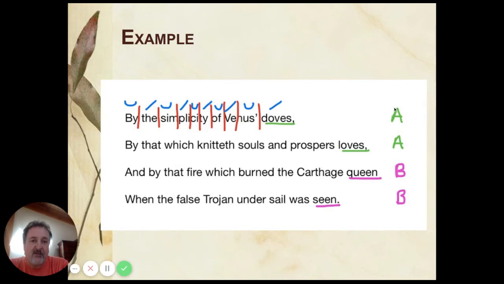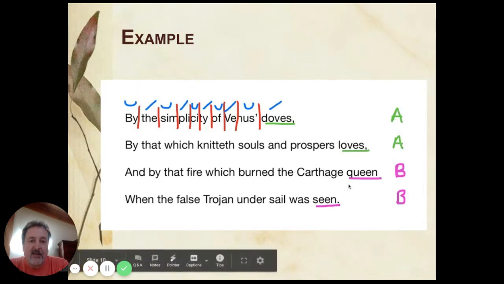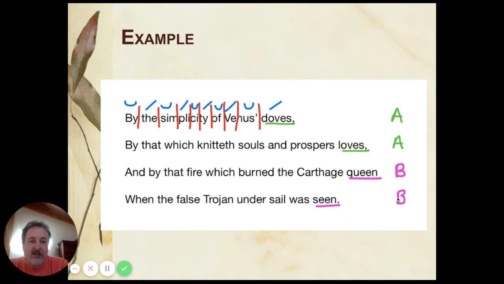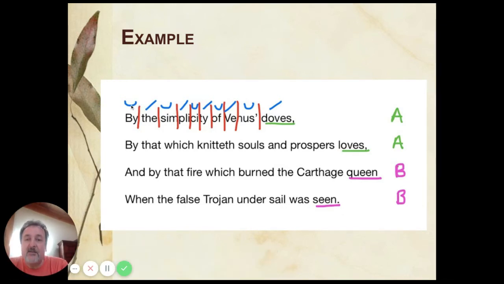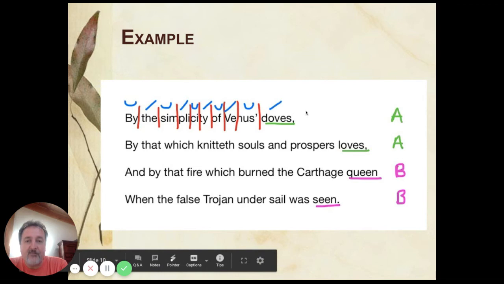Doves and loves rhyme, so the letter A goes next to those. Queen and scene rhyme, so that gets the next letter. And if this next line down here rhymed with loves, it would get an A next to it. If it didn't rhyme with either, it would get a C next to it, and so it builds, all right? So that is rhymed verse. It has a rhythm, a meter, and a rhyme scheme.